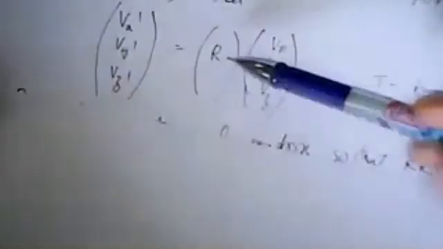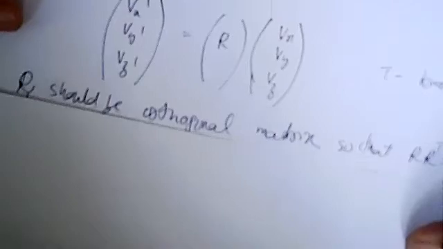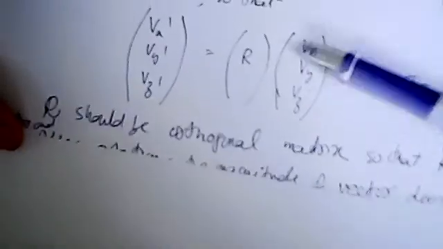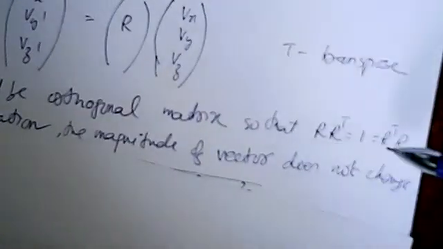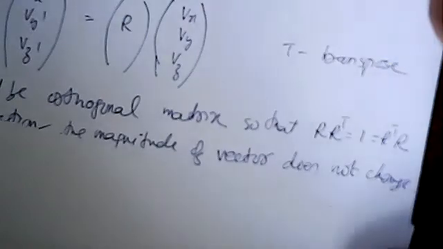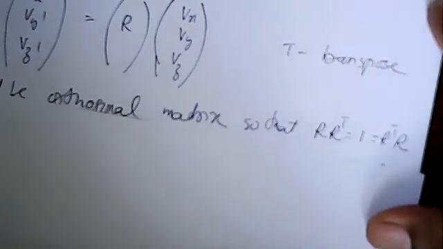So the rotation of a vector in space can be performed by a matrix R, and R should be an orthogonal matrix. Orthogonality means this kind of rotation. So the condition for R to be orthogonal is R transpose equal to R inverse, that is, R transpose R equal to 1. That is the condition for orthogonality. This R should be an orthogonal matrix.